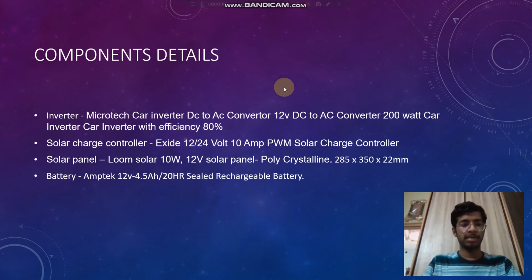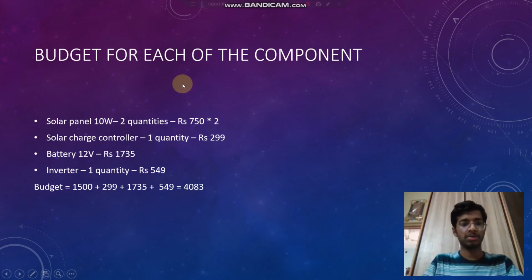Now let's see the budget for each of the following things and the final budget. For the 10 watt solar panel, we require 2 quantities. Each costs 750 rupees, so both cost 1500. For the solar charge controller, we need 1 quantity which costs 299 rupees, and for the 12 volt battery, we require 1 quantity which costs 1735, and the inverter, 1 quantity, costs 549, and so the total budget will be 4083 rupees.